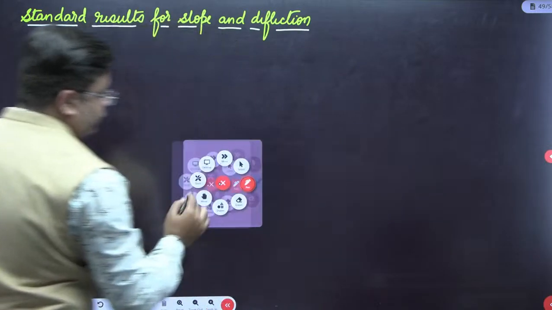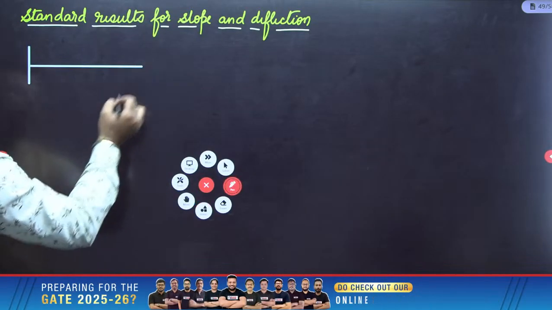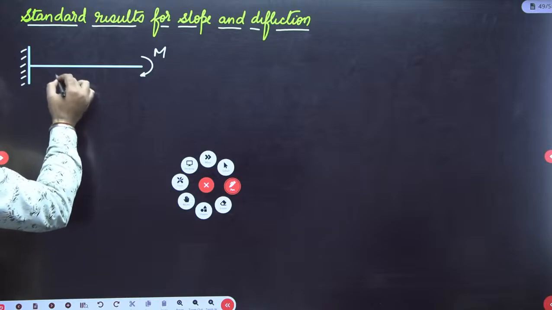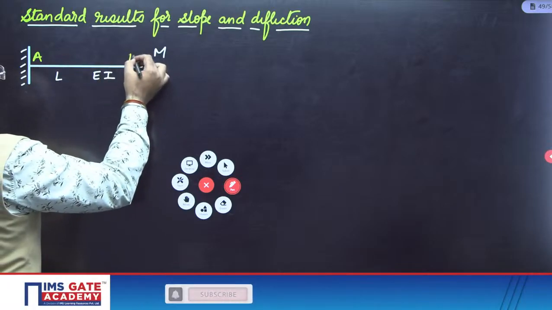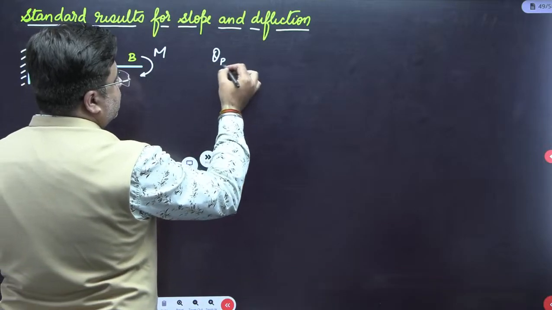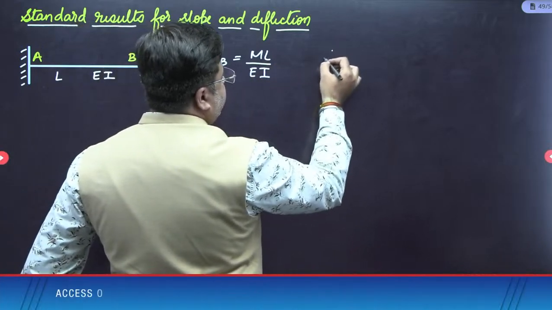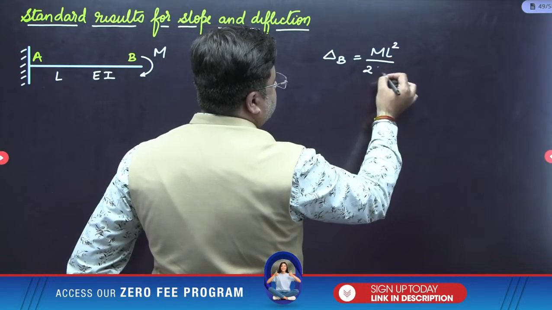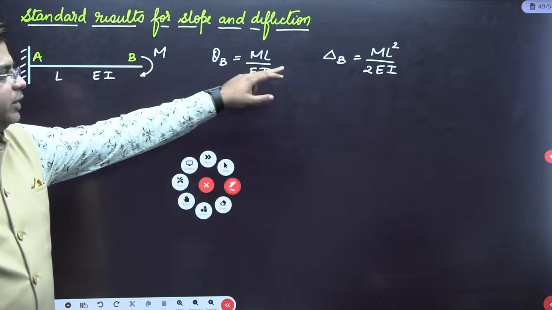So first one, you have a cantilever beam which is subjected to concentrated moment M. The length of the beam is L, flexural rigidity is EI. So this is A and this is your end B. So theta B is equal to ML upon EI. And vertical deflection at B, delta B is ML square upon 2EI. So for a cantilever beam subjected to concentrated moment, theta B and delta B are as given, right?